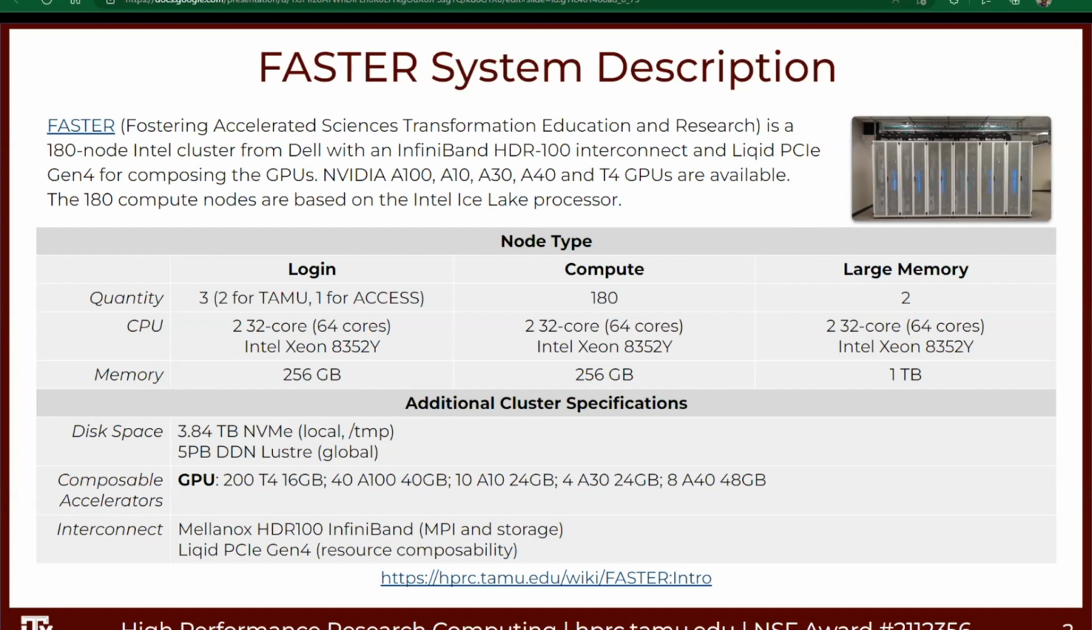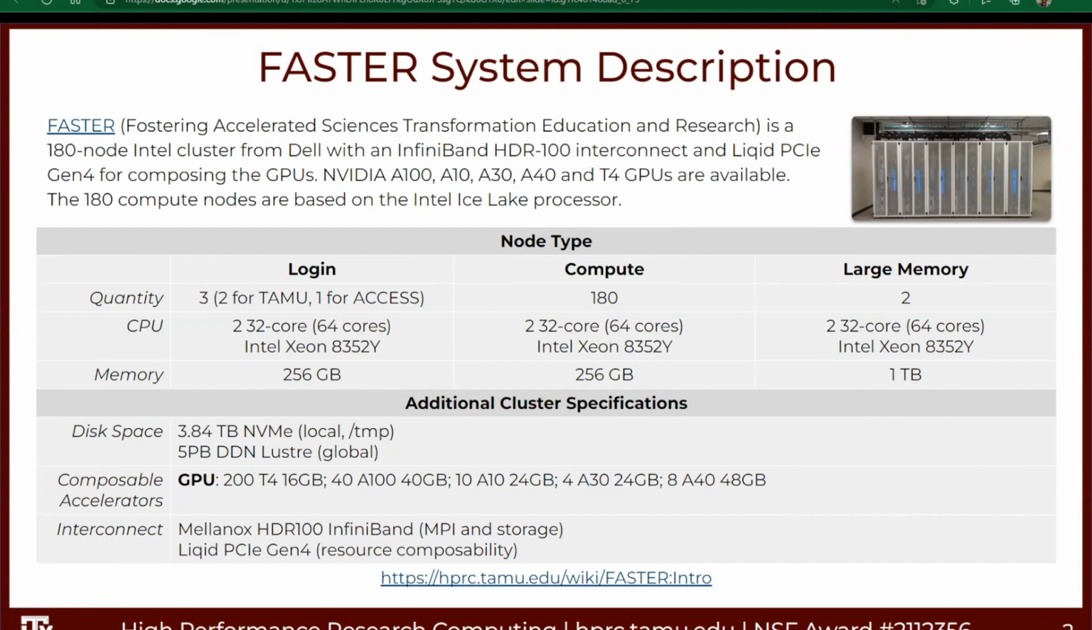And this is a new feature in Faster, which is composable accelerators. These are the accelerators that are available for Faster. Exactly 200 T4 GPUs, which have 16 GB of memory, and around 40 A100s, A10s, and A30 and A40s. And these are composed using Liquid's PCIe Gen 4. So this is the hardware that enables the composability.